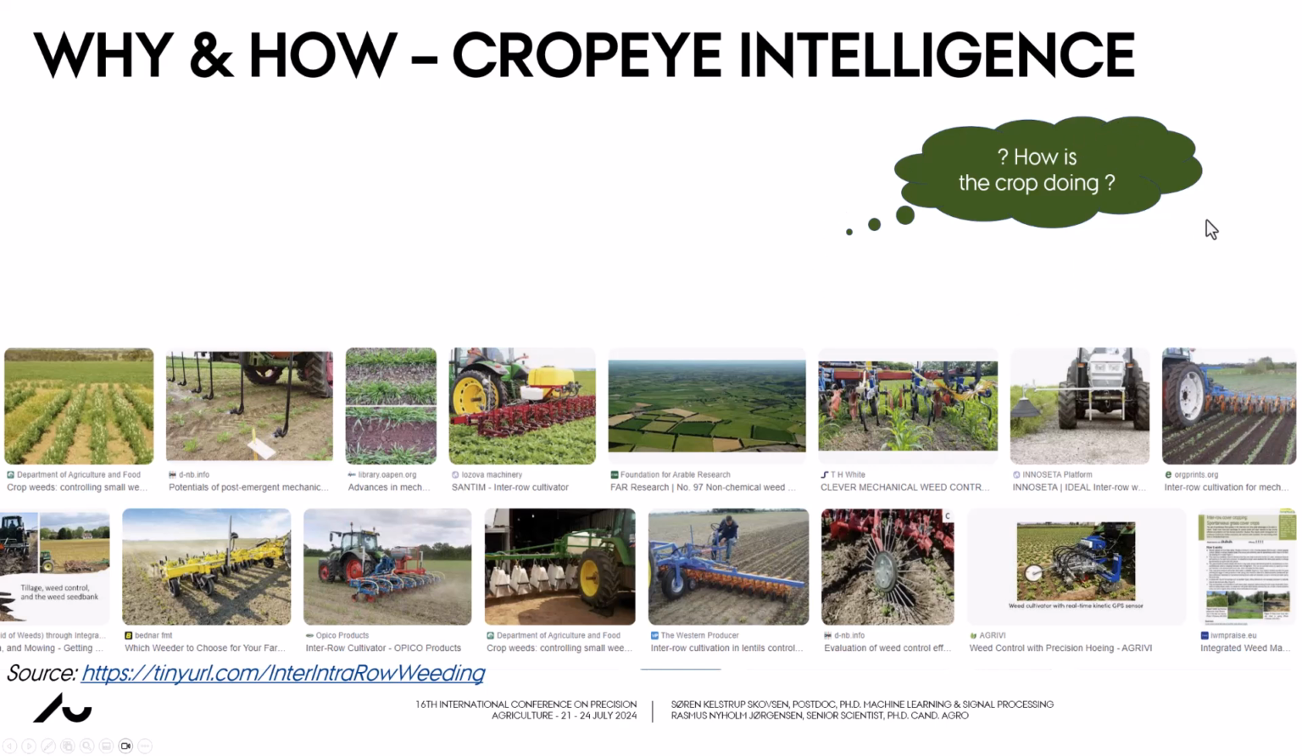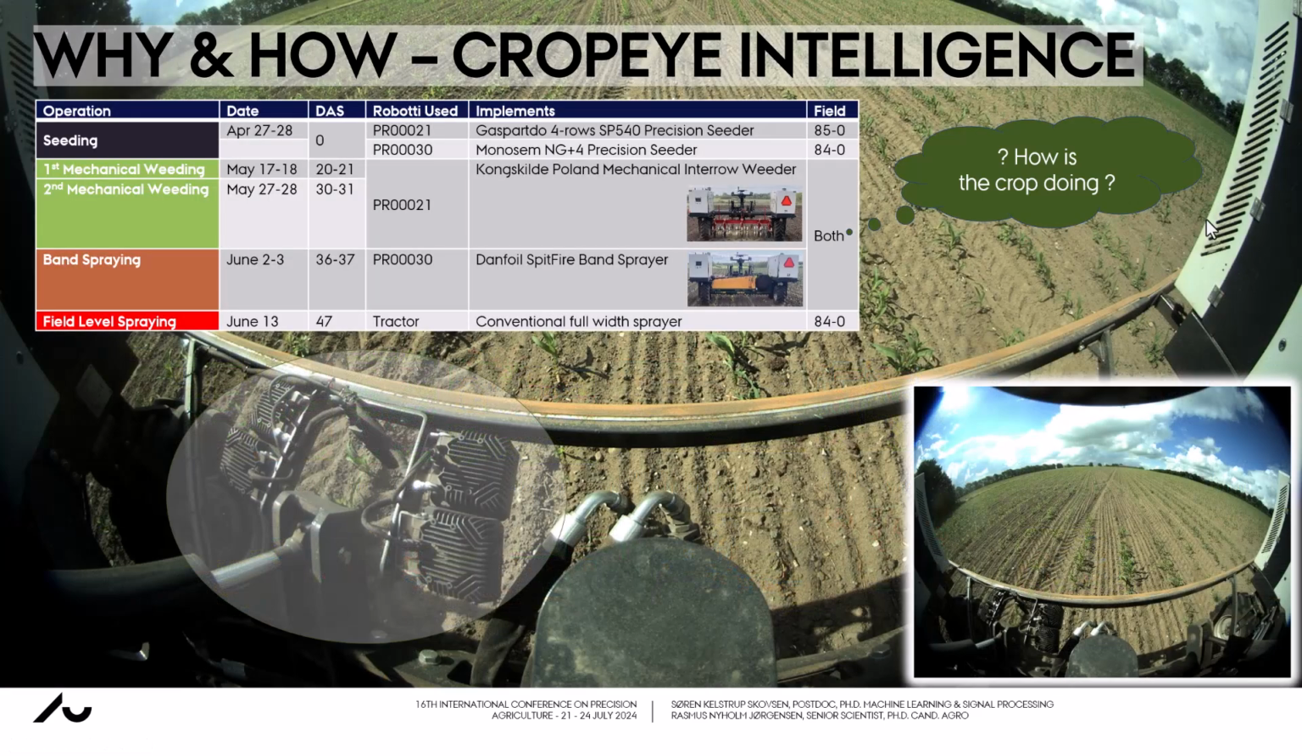So the key here is, how is the crop doing? And we have this case study, which you saw, where Robotti was seeding, and then mechanically weeding 2 times, 20 days after seeding and 30 days after seeding. And then 36 days after seeding, 1 band spraying was done. And then the farmer chose to do field level spraying in one of the fields. I'll come back to that.